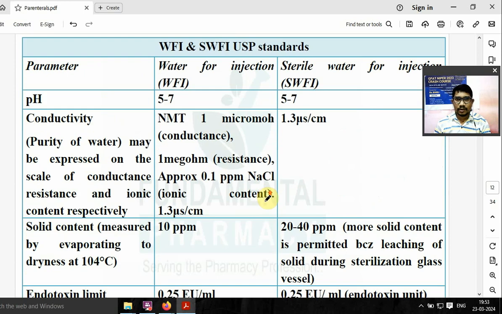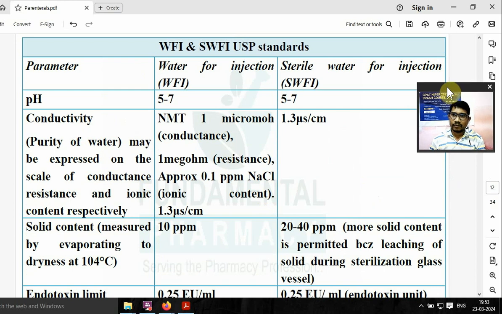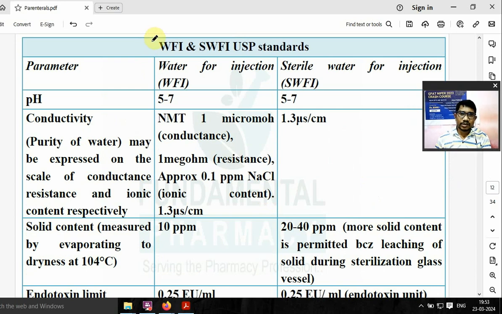Next we'll see USP monograph of different water. USP monograph of different water very important है, very important. Okay. Water for injection and sterile water for injection USP standards. United States Pharmacopoeia standards क्या है उसके, है ना? So what is the pH of water for injection? It should be 5 to 7. Then for sterile water for injection it should be 5 to 7.